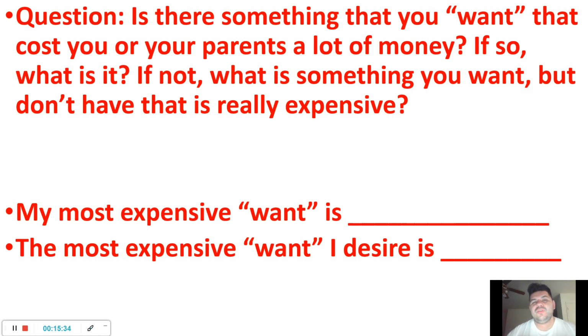So what is something that you want? Is it expensive? Is it not expensive? Something you want that either you or your parents can get. Okay. So there's a writing prompt on the bottom. I'll give you another couple seconds so you can write this, or you can just pause it. Because we're going to continue on with the notes next.